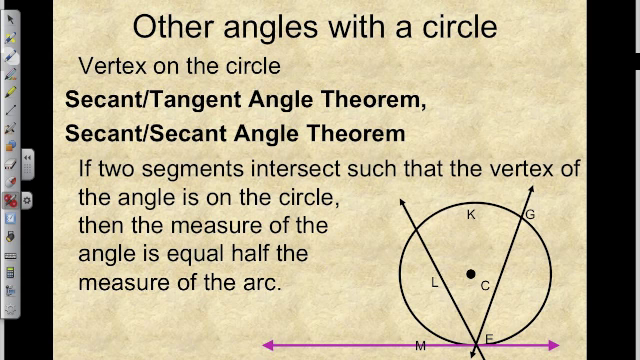So, our secant tangent angle theorem, our secant angle theorem, if you look in your book, this is from chapter 9 in your book, these two theorems are written as if two secant segments or if a secant and a tangent did intersecting on the circle. I combined them into this one theorem. If it intersects on the circle, it's half the measure of the arc. That's the thing I want you to get from this.